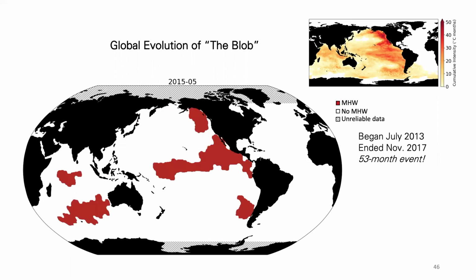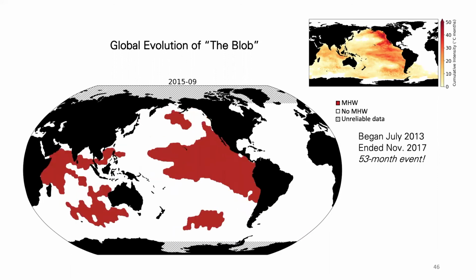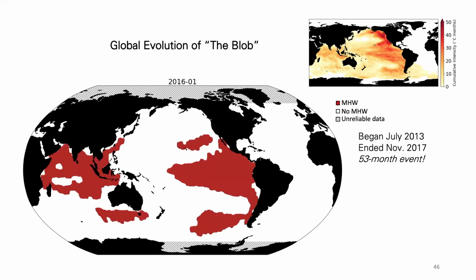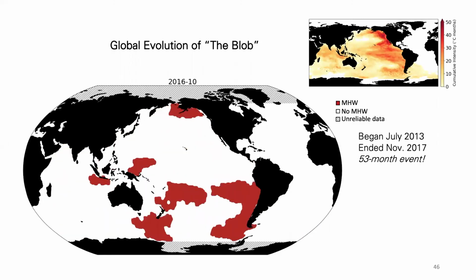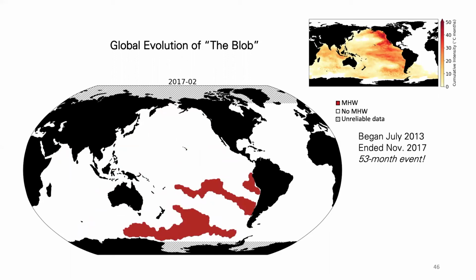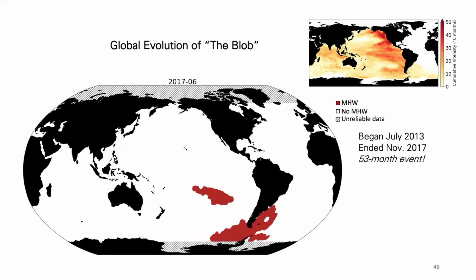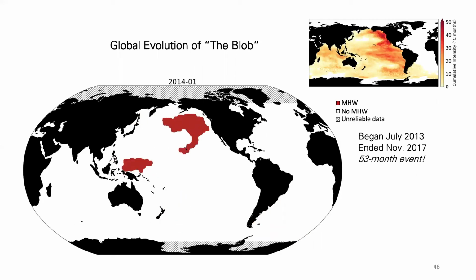This is a super unusual event. It lasted 53 months, actually beginning in July 2013 and lasting through November 2017. You can see the major El Nino in 2015 and 16 developed that influenced this, and it eventually dissipated into the Atlantic.